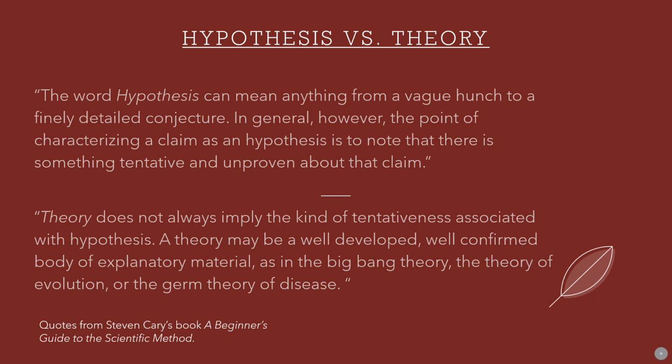So this word gets used a little bit more than hypothesis outside the way we like to think about it, especially when doing science. Theory does not always imply the kind of tentativeness associated with hypothesis. You may have a hypothesis about something that we don't really know about 100%, or maybe it's a new way of doing something that we understand, but there's something you're trying to prove. Theory does not have that. It's a well-developed, well-confirmed body of explanatory material, right? The theory of gravity, the Big Bang theory, the theory of evolution, or the germ theory of disease.